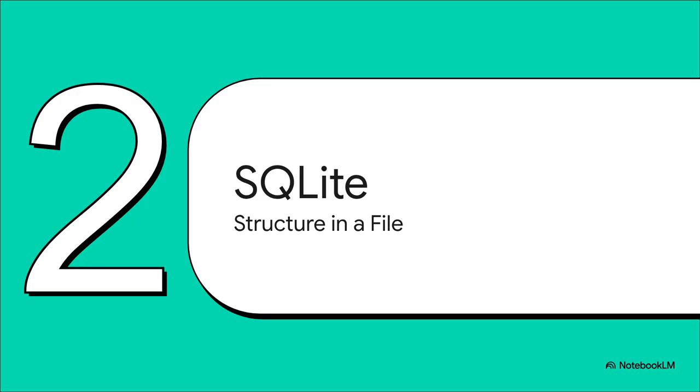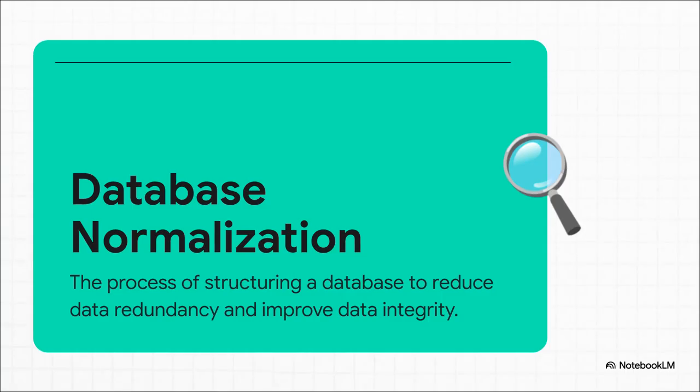So how do we get out of the trap? Well, we start with our first big upgrade, SQLite. This thing is amazing. It gives you the full power of a structured database, but it lives inside a single file on your computer. No server, no complicated setup. It is the perfect next step. And the key idea we're going to use is called database normalization. Now, don't let that fancy term scare you. It's actually a really simple idea. It's just the process of organizing your database to get rid of all that repetition and, in the process, make your data way more reliable.